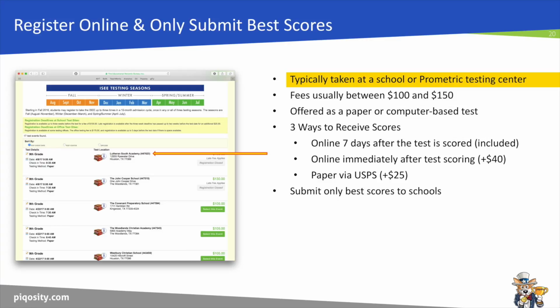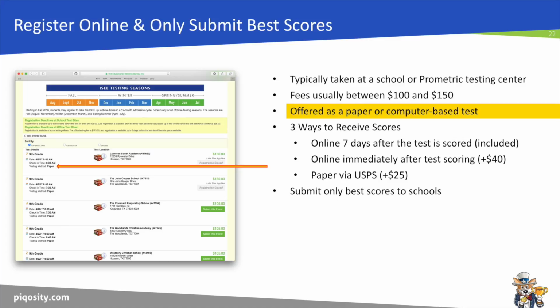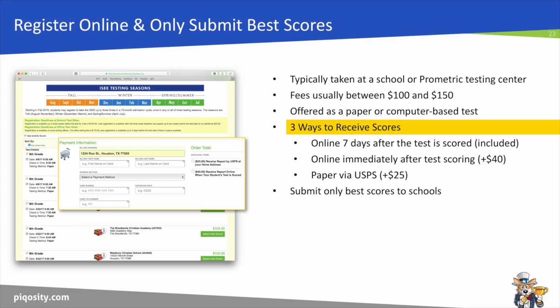Parents must register their students to take the ISEE on the ERB's website, where they will select a date and location. Typically, the testing location will be at a private school or at ERB's contract testing partner, Prometric. The registration fee is usually between $100 and $150, but varies according to the testing site, accommodations, and time of registration. When taken at a school, the ISEE is generally offered as a paper and pencil test. At Prometric, the test is only offered on the computer. Parents may therefore want to consider whether their child would do better on a computer or on paper. Parents have 3 options by which to receive their child's scores.